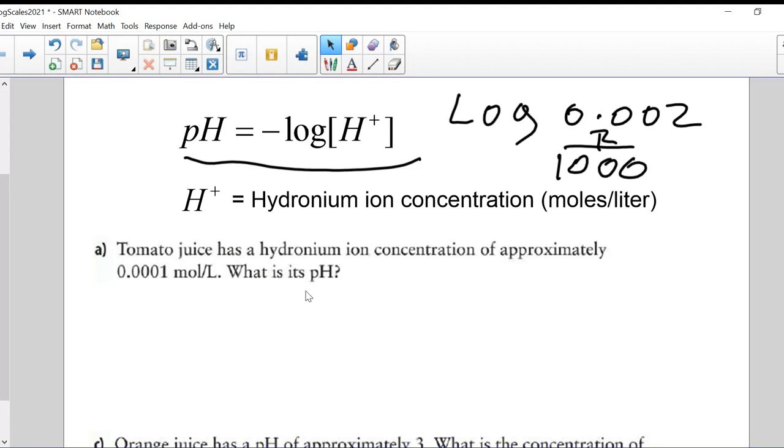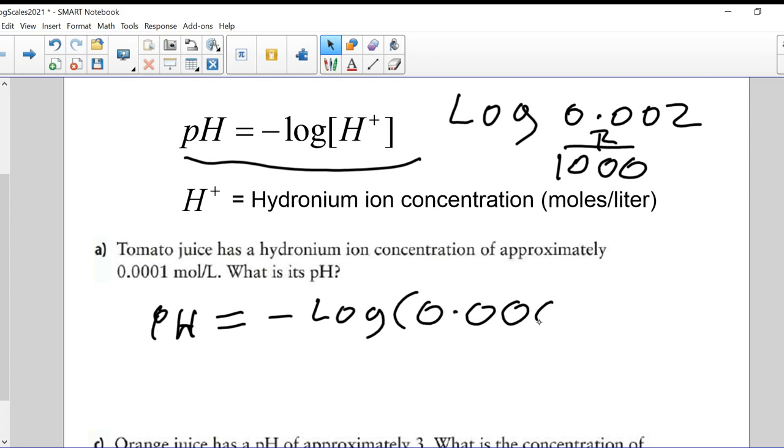No, I'm not. So it's pretty simple. What we're going to do is say that the pH is equal to minus the log of 0.0001. Is that 3 zeros? Yeah, okay.